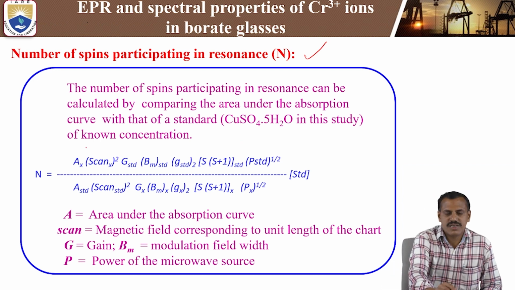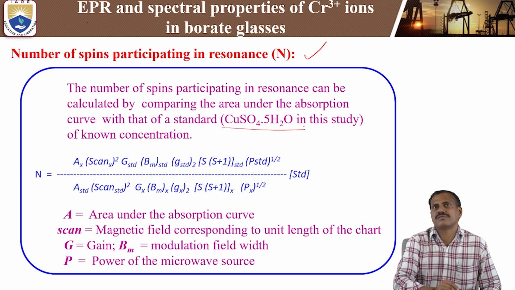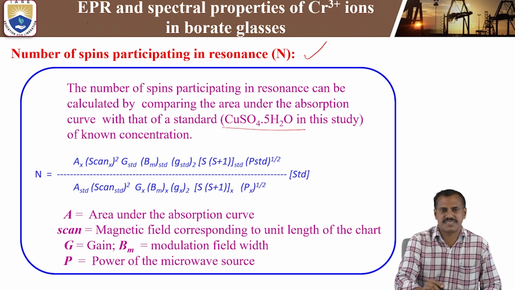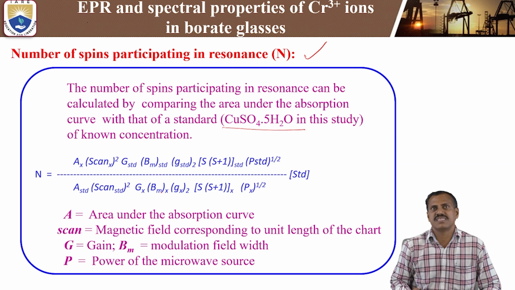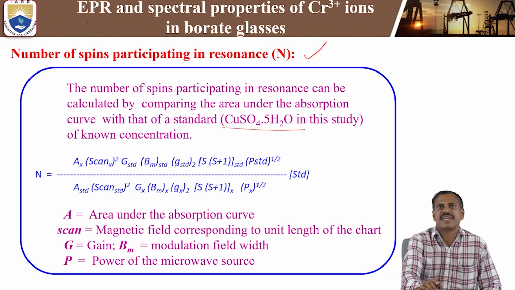That is of known concentration. This is the reference sample. The present study sample is chromium 3+ ions. See here, A_x scan_x whole square base. So A_x represents our present study sample. Standard means reference values. We can get both values.